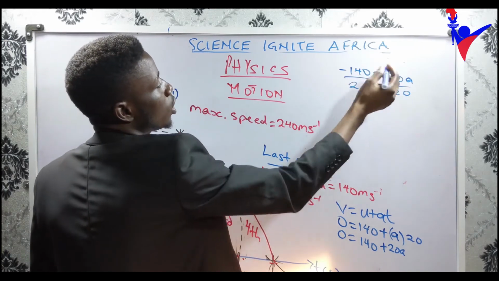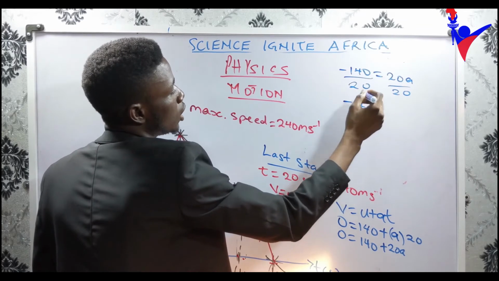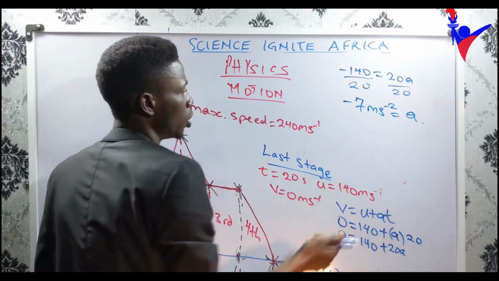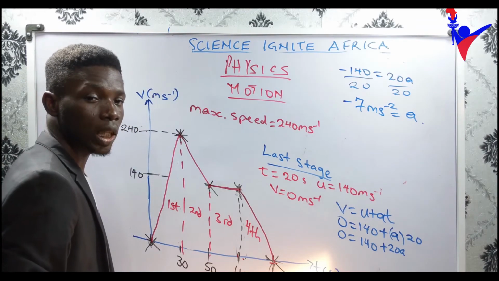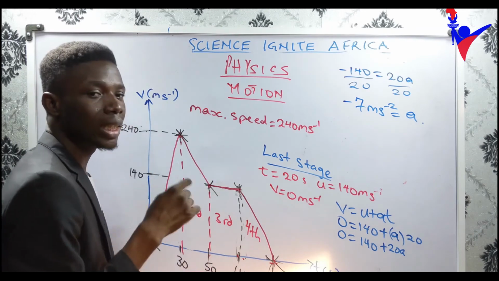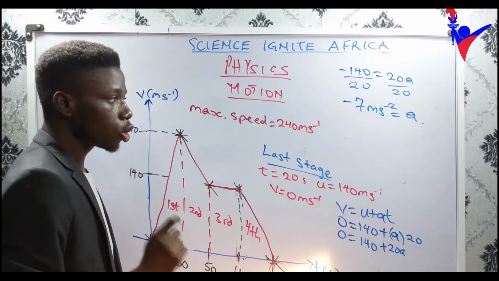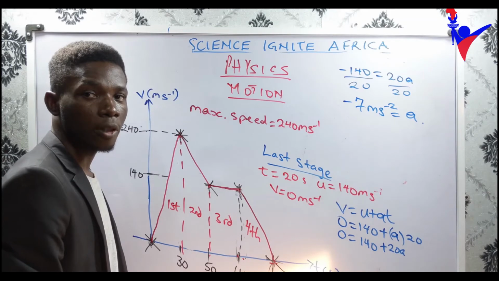Now, if you divide this, definitely you have minus 7, and the unit is meter per second squared, which is the acceleration. This establishes what I've said earlier, that in a case whereby you have deceleration, the acceleration will take a negative value. So the value of my acceleration here is minus 7 meter per second squared.